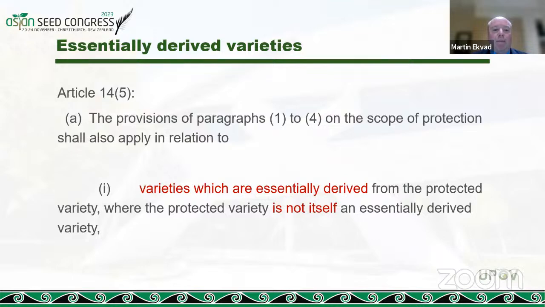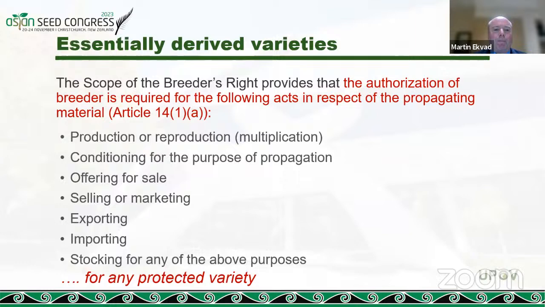So next slide, please. What you see here is a list of activities that require the authorization of the holder of the right, and that would also include essentially derived varieties: the production or reproduction, so the multiplication in essence, the conditioning for the purpose of propagation, offering for sale, selling or marketing, exporting or importing, and stocking for one of those purposes. And that is for any protected variety. So it could be a variety that's protected per se or an essentially derived variety. So next slide, please.